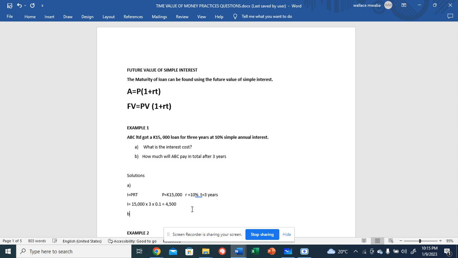And B, the amount this company is going to pay, basically the future value. So, future value equals present value. Present value can be the same as the principal. Future value is how much you're also going to receive at the end of the 3 years. So it'd be one plus RT.